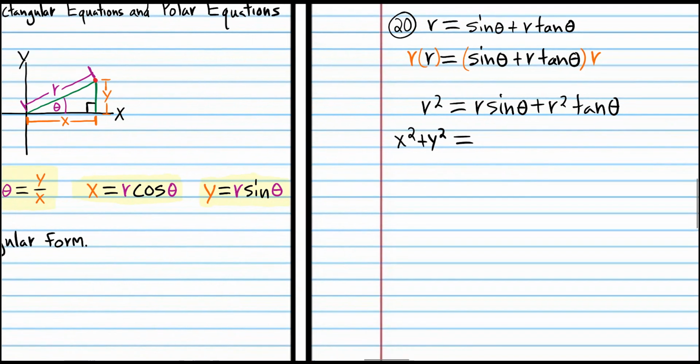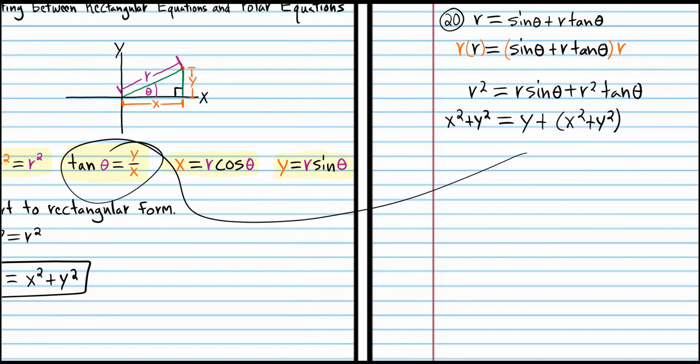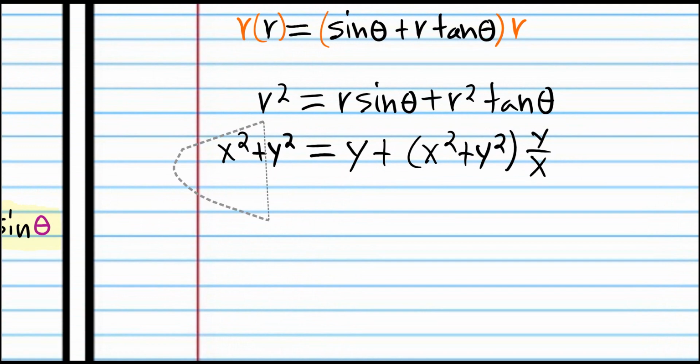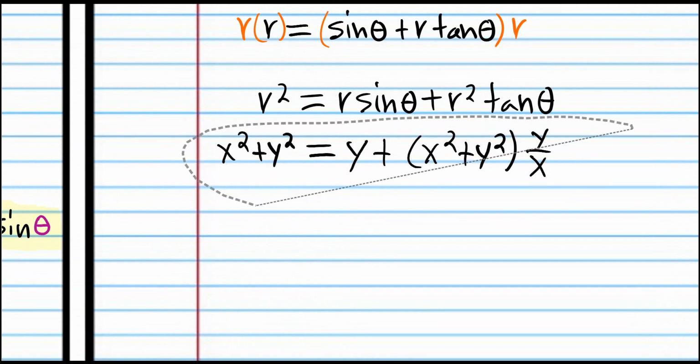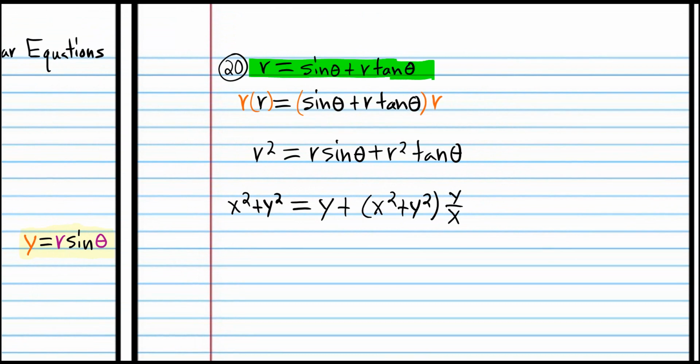Now, r times sine theta, that's equal to y. So that makes it really easy for us. And r squared, again, is equal to x squared plus y squared. And notice that tangent theta over here is just y over x. So that makes it really easy also. So that is the rectangular form of this green equation up here.